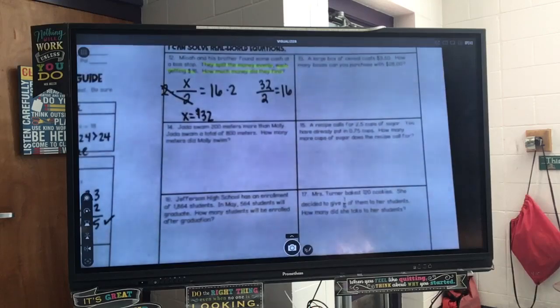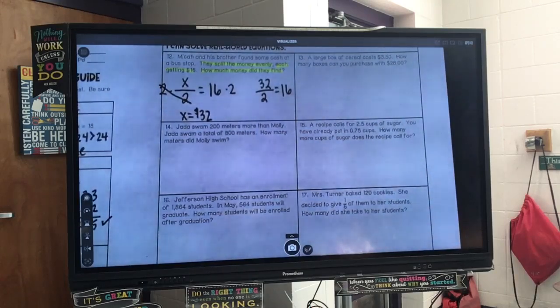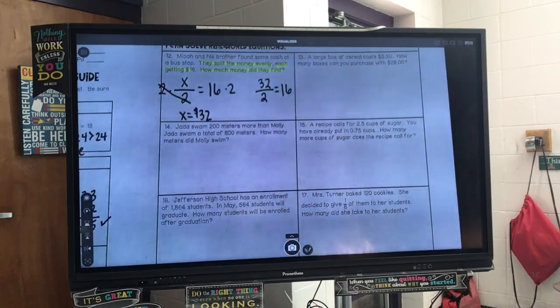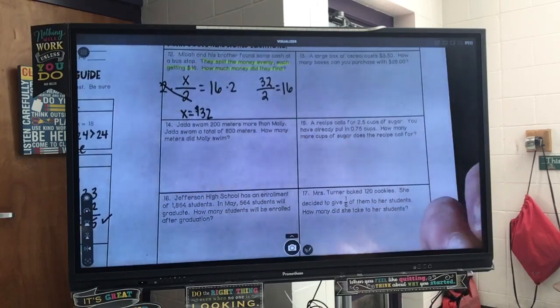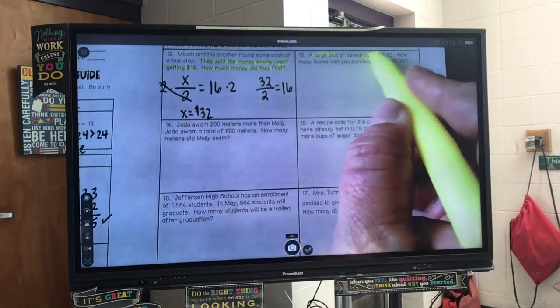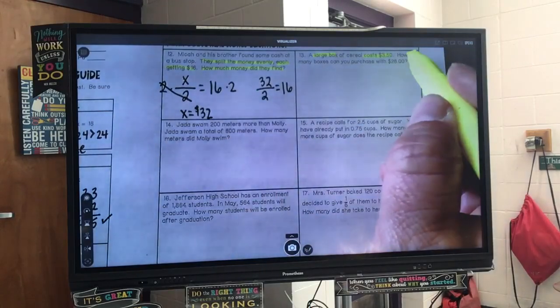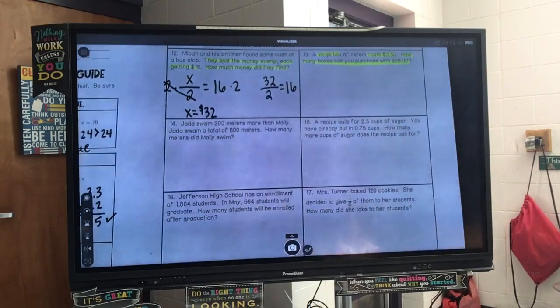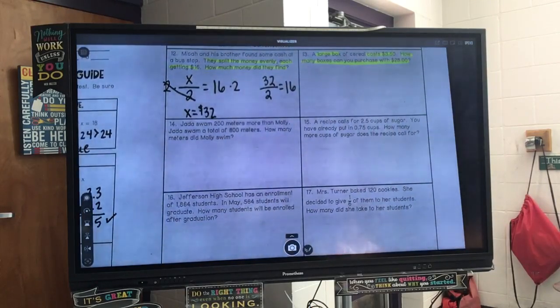Alright, number 13. A large box of cereal costs $3.50. How many boxes can you purchase with $28? Alright, what's important in this one? Delilah? Large box costs $3.50. Okay. And then how many boxes can you purchase with $28? Alright, so what is our equation gonna look like?